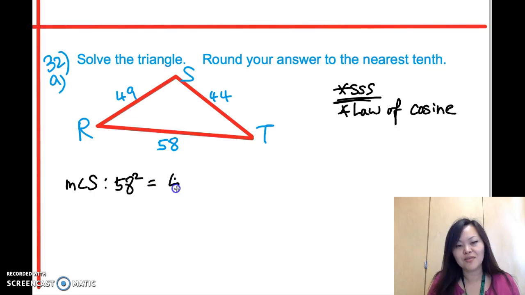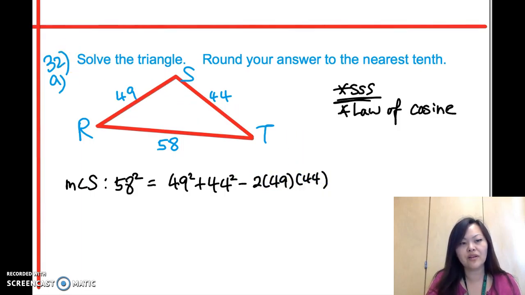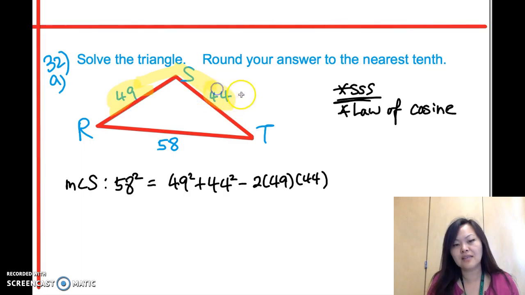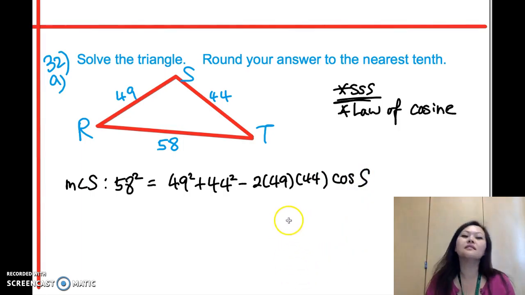squared is equal to 49 squared plus 44 squared, and then minus 2 times 49 and 44. Remember, the reason why we put our finger here is because we already know that the opposite side squared is equal to this side squared plus that side squared minus 2 times this side times that side times cosine S, right? That's why we use the finger method, right? So there you go. Then this is cosine S, okay?